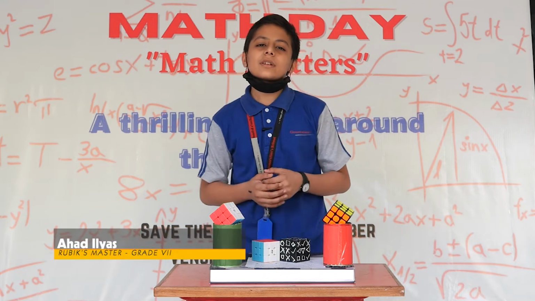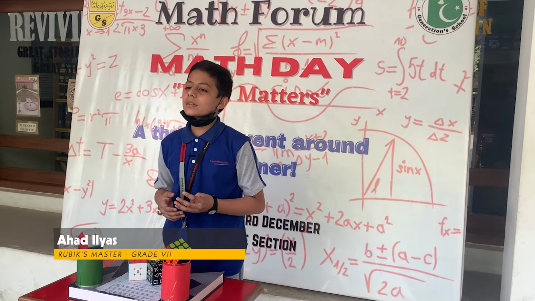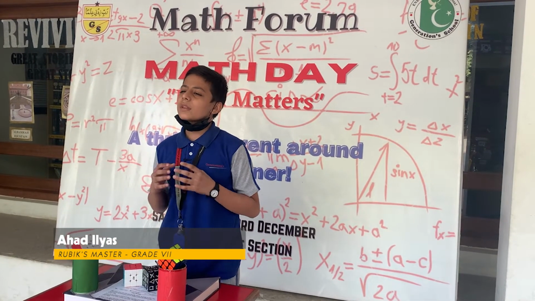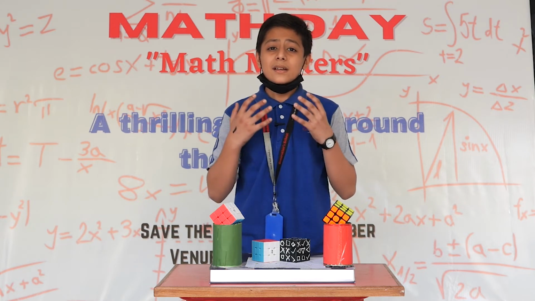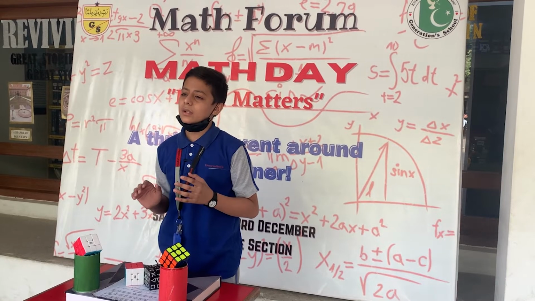There are three different types of cubes in this world. First, there is a control cube. A control cube is very slow and that's the cube you can find in local shops. It is used for beginners.